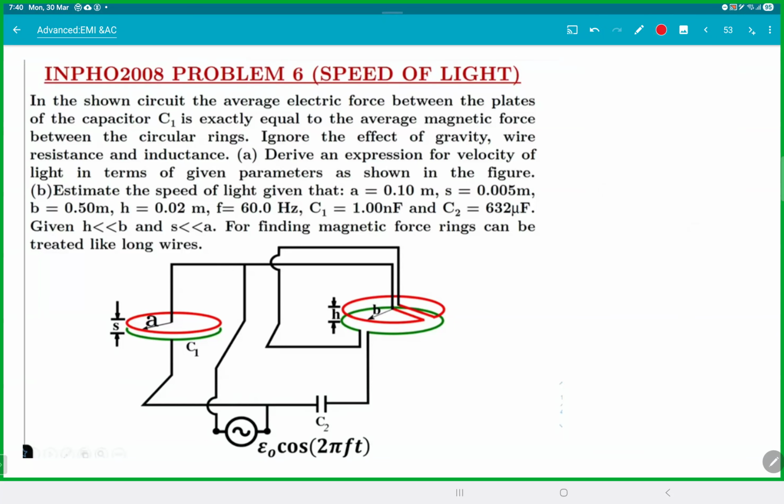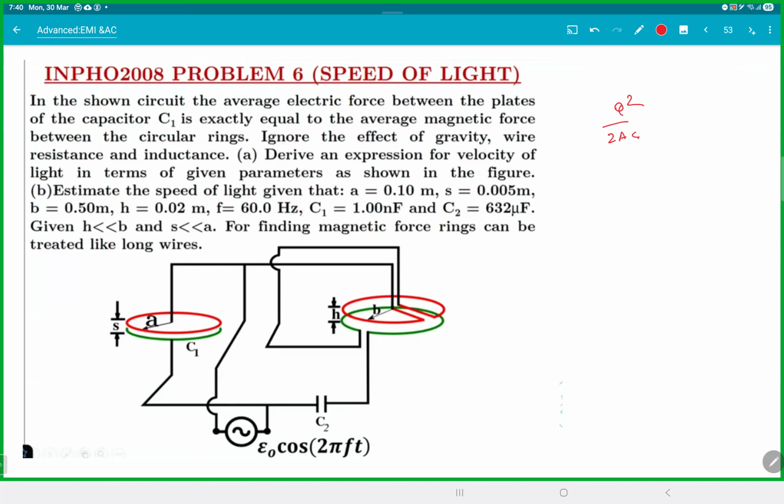Then again, don't worry about the question. Always it is about mining data in the beginning. So he's saying the average electric force and average magnetic force are equal. Okay. Capacitor. So the first thing I'll think is, okay, what is the average force between plates? याद है? Q square by 2 epsilon. So that's what I'm saying. You hear the words, you keep getting the things which are required.